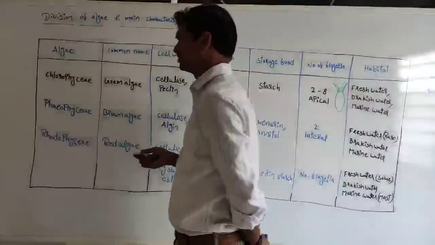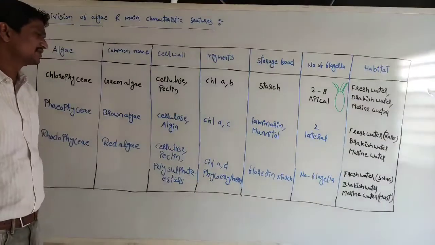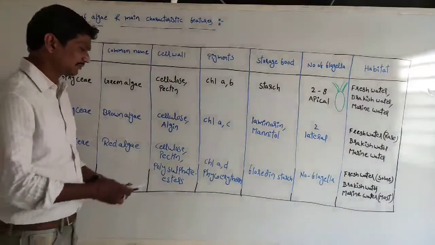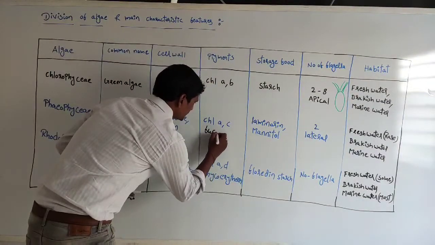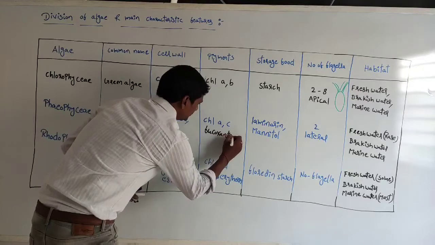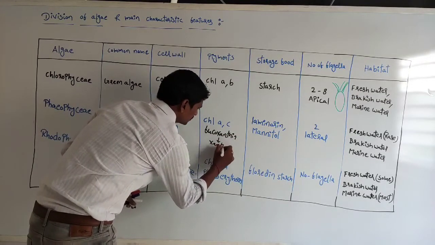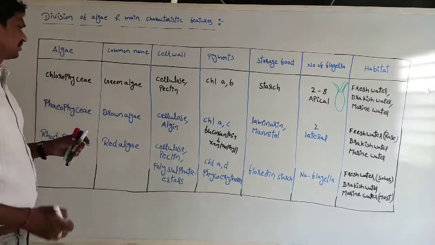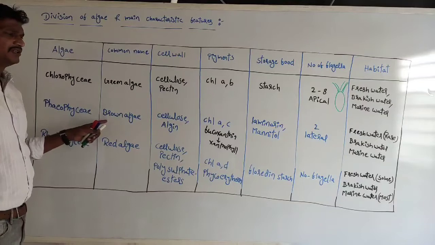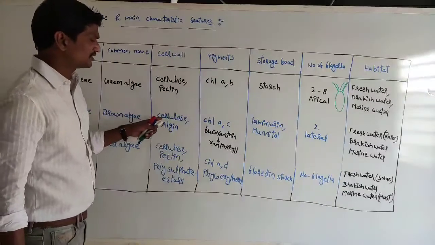And the next one is the phaeophyceae. This one is also called brown algae. I already said, presence of fucoxanthin. Fucoxanthin is the pigment. This is one type of xanthophyll. The presence of the fucoxanthin pigment exhibits the brown color.